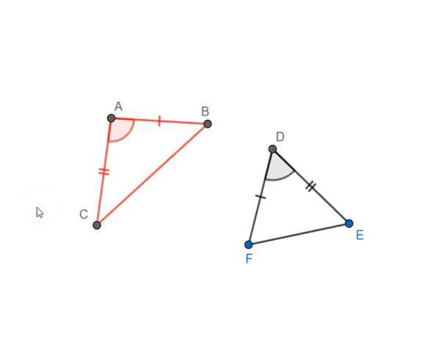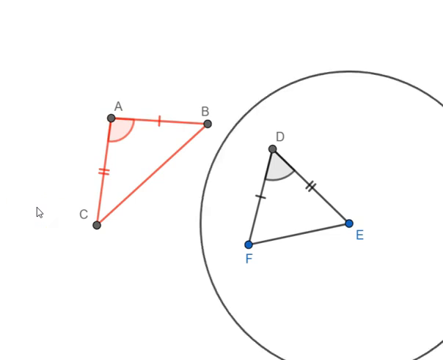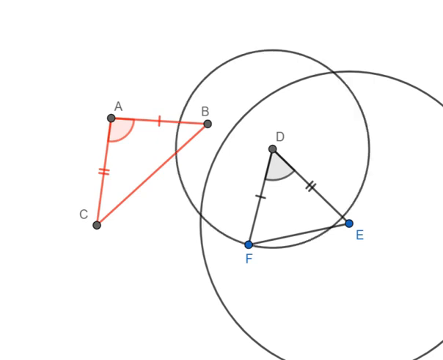Okay, so keeping center as E, let's draw a circle of radius BC, and keeping center as D, let's draw a circle of radius AB. Now these two intersect at 2 points. We are interested in only 1 point. Let's take this and name it G. Now remember here, GE is equal to CB.